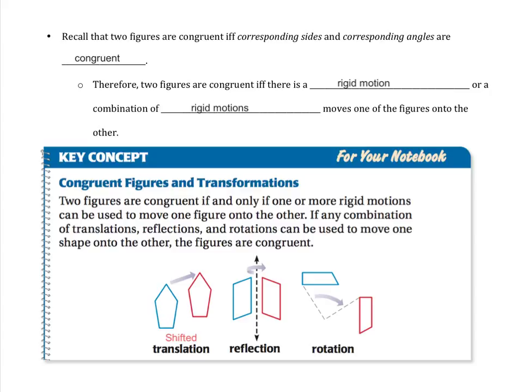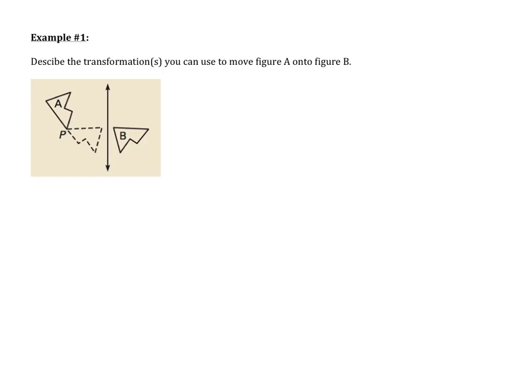Translations are shifts, reflection is when I have mirror images, and rotations is just when I spin it about a certain point. Example number 1, describe the transformation or transformations you can use to move figure A onto figure B. So just to be clear, figure A is your original and figure B is your new. This dotted figure is kind of a transitional picture on how you would get from A to B.